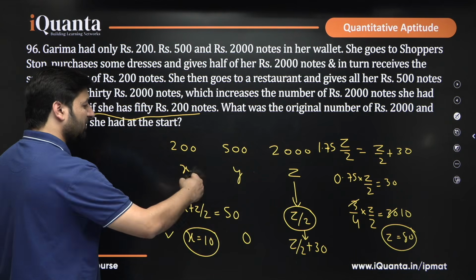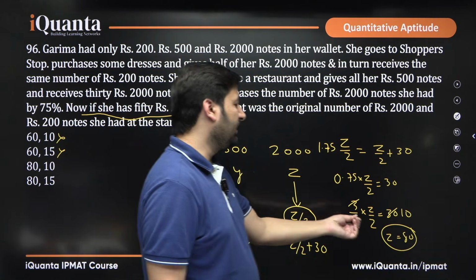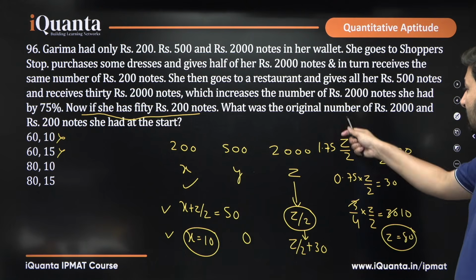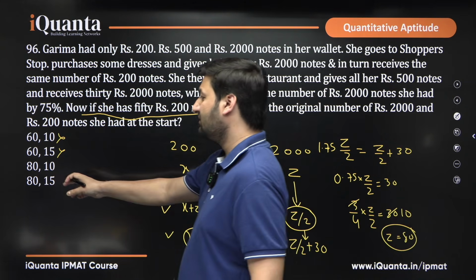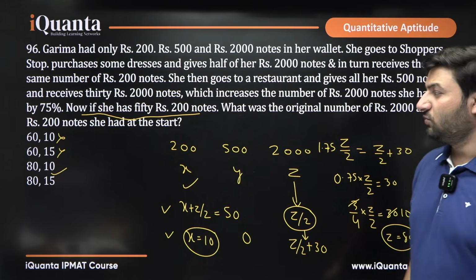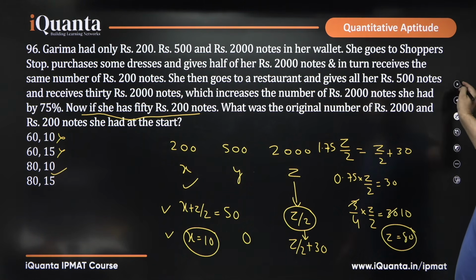X is the initial number of 200 rupee notes she had. So, 10 and 80. We have been asked 2000 and 200. 2000 notes are Z, so 80 comma 10, that is our answer, option C. Easy question, okay. Looks a little confusing when you read it, but doable.